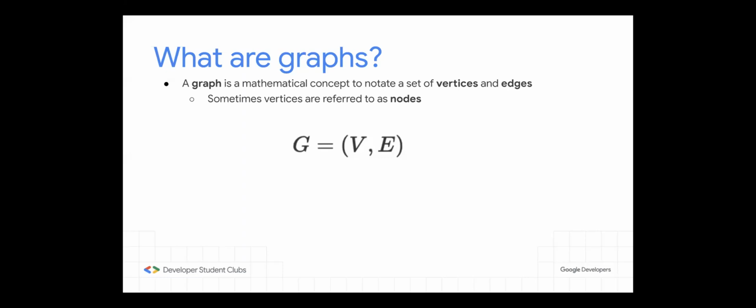So the first thing we're going to answer, of course, is what are graphs? A graph is simply a mathematical concept to notate a set of vertices and edges. Sometimes throughout this workshop, you're going to see me and Carlos refer to these vertices as nodes as opposed to vertices, but you can interchange the terms. They both mean the same thing. And if you see here in the middle of the screen, this is the mathematical way to write this: G is equal to a set of vertices and edges.